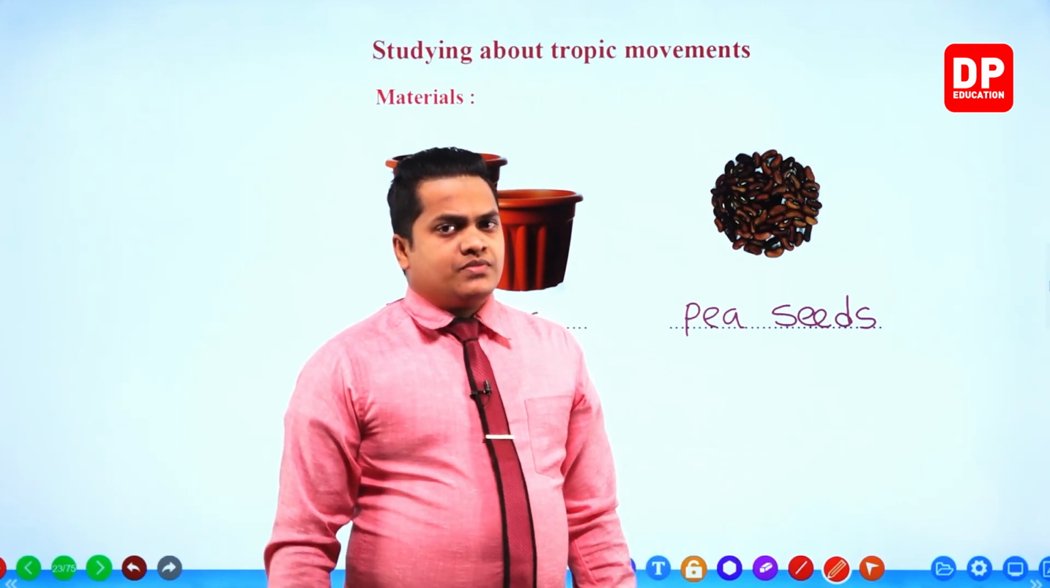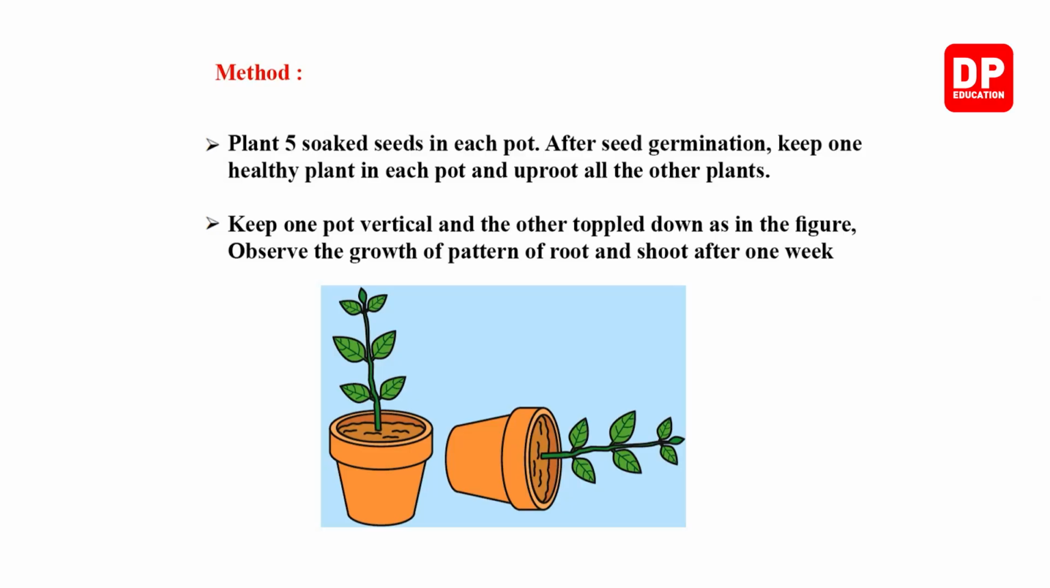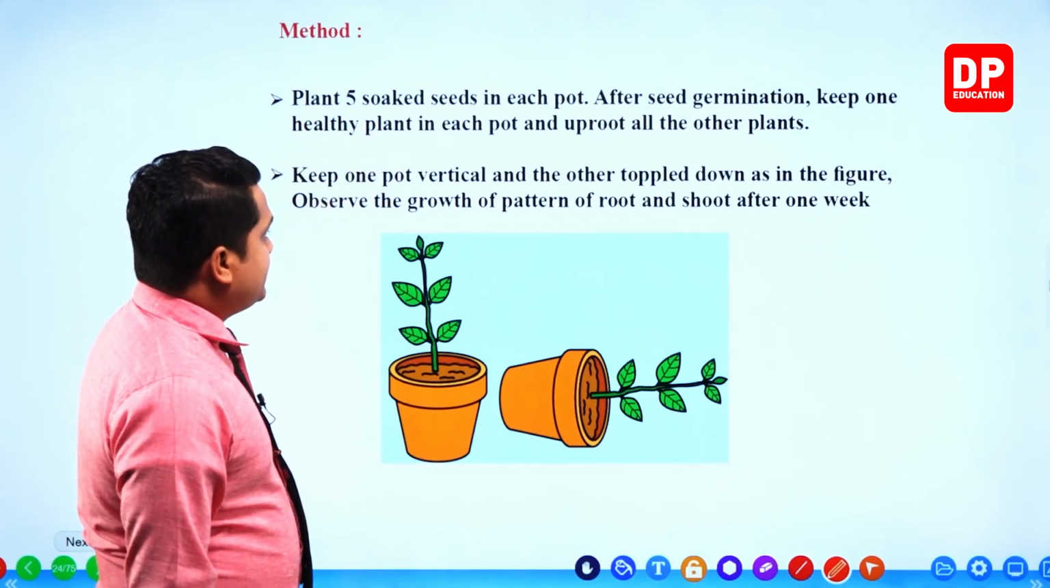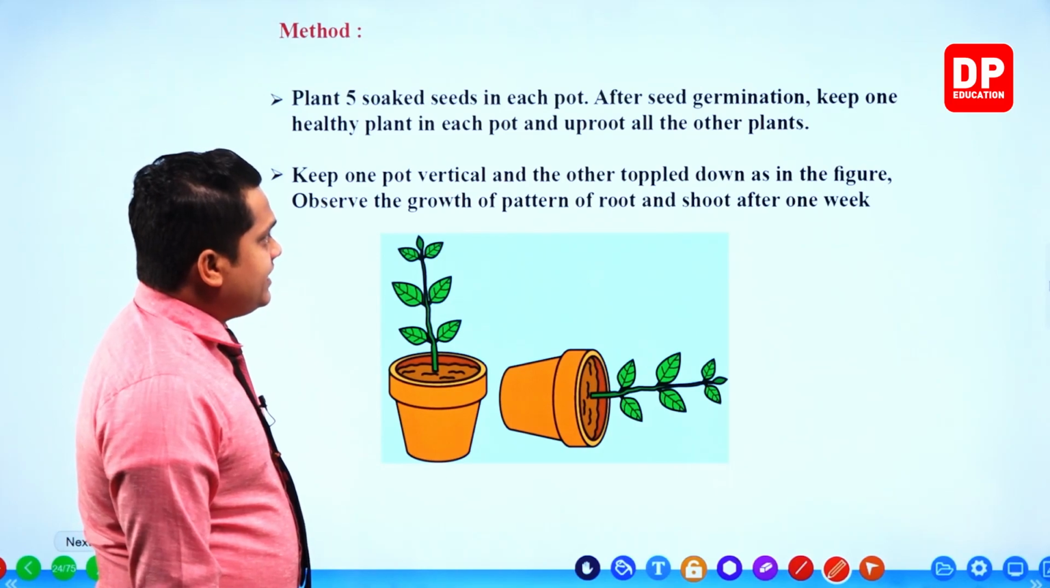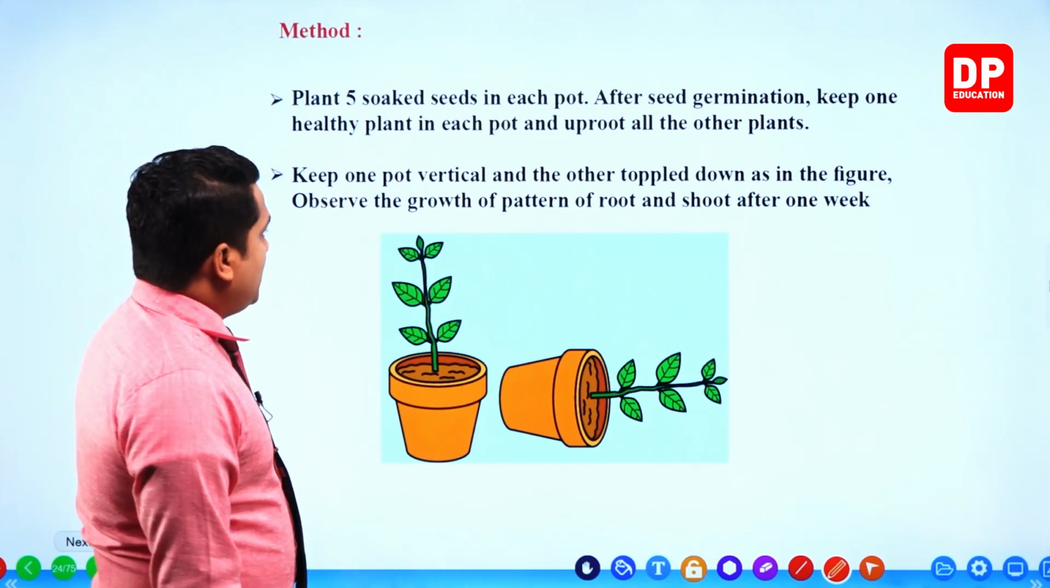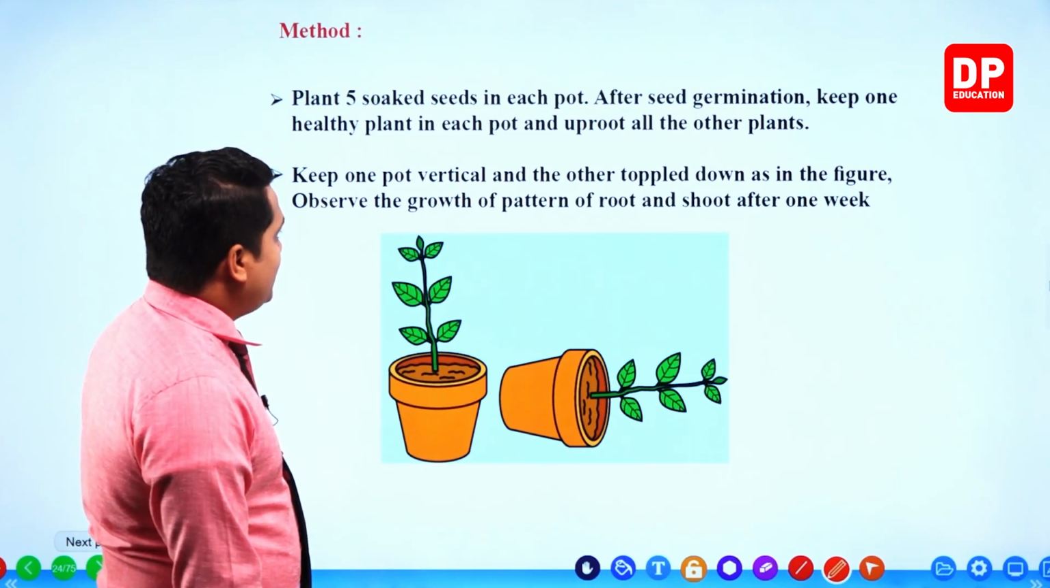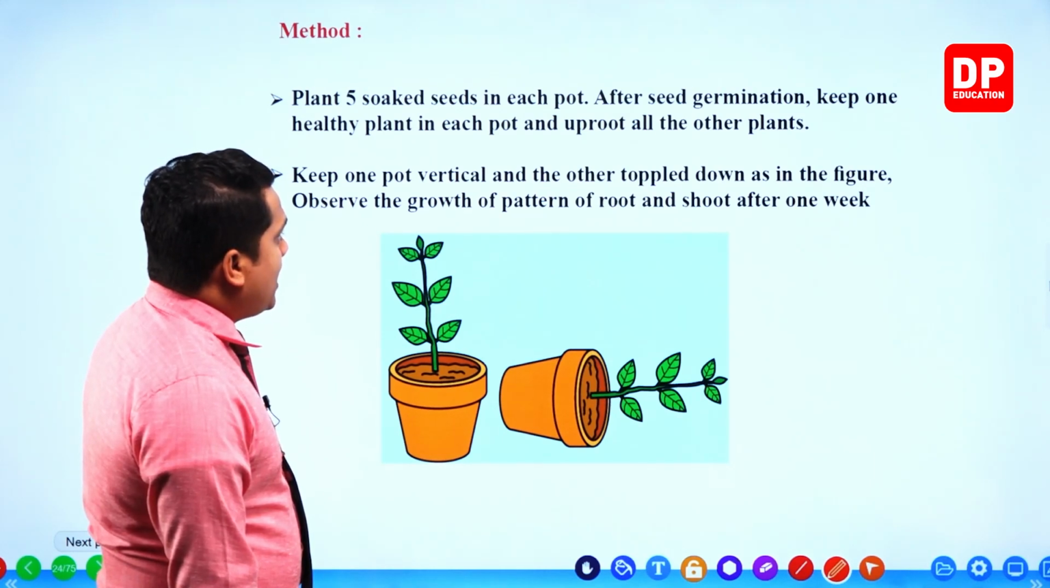Now let's head on to the method. It's really simple, my dear children. The method of doing the activity: plant 5 soaked seeds in each pot. After seed germination, keep one healthy plant in each pot and uproot all the other plants.